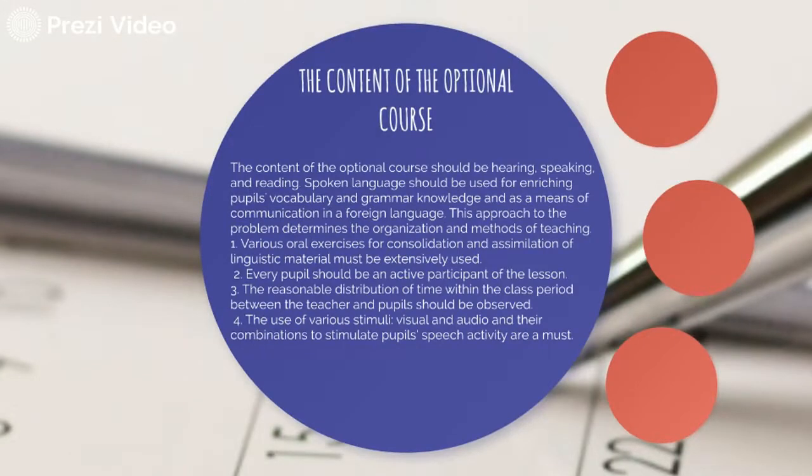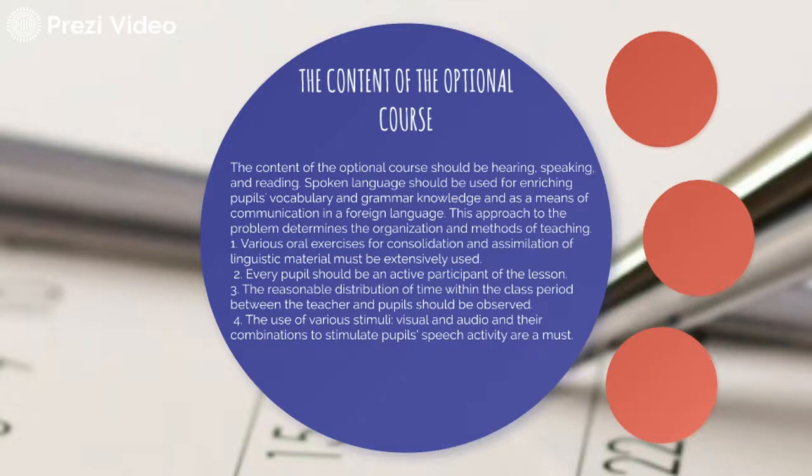The content of the optional course. The content of the optional course should be hearing, speaking, and reading. Spoken language should be used for enriching pupils' vocabulary and grammar knowledge and as a means of communication in a foreign language. This approach to the problem determines the organization and methods of teaching.